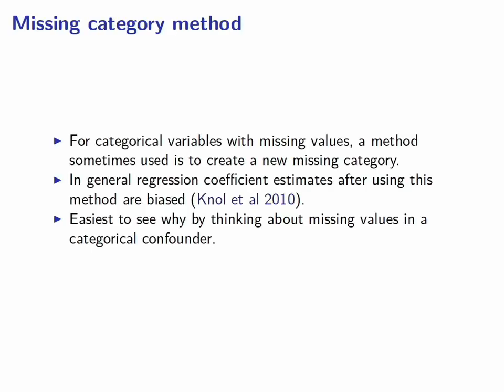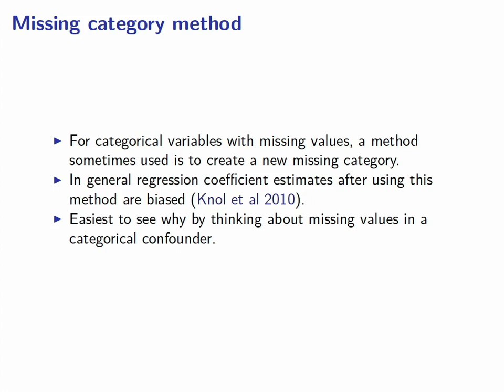In this lesson we're going to look at the missing category method, which is sometimes used for missing values in categorical or factor variables. So the method essentially consists of replacing the missing values in the variable with a new missing category. And it seems like quite a nice solution for missing values in a categorical or factor variable.